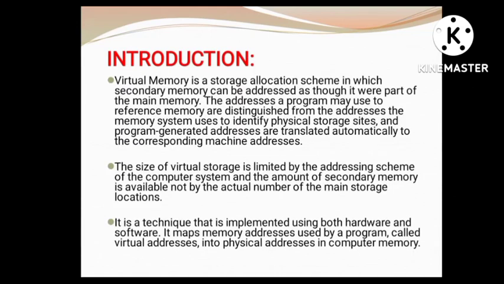Introduction. Virtual memory is a storage allocation scheme in which secondary memory can be addressed as though it were part of the main memory. The addresses a program may use to reference memory are distinguished from the addresses the memory system uses to identify physical storage sites, and program-generated addresses are translated automatically to the corresponding machine addresses.